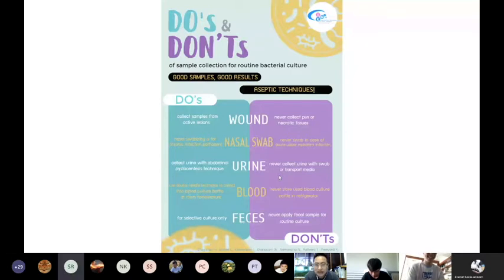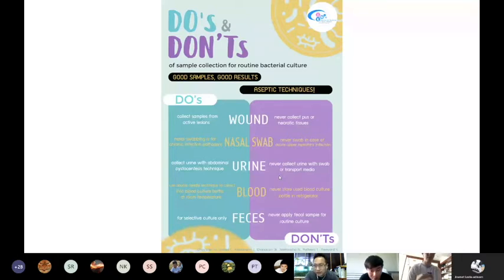We can call it purulent nasal discharge actually. Okay. In case that we find purulent nasal discharge, I would suggest that we treat it like a wound sample. We wash or flush with saline, and then we swab, to have the sample from the active lesion like a wound.